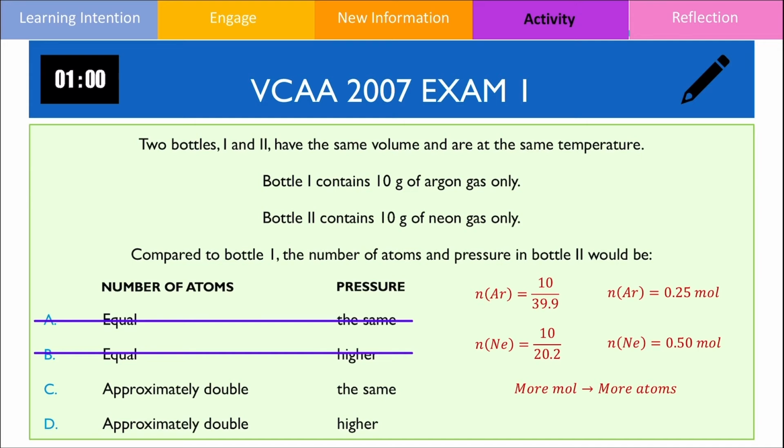Because the number of particles are doubled in bottle 2, while the volume and temperature is constant, you'd expect more collisions in the same volume, hence more pressure. As a result, the correct answer is going to be D.